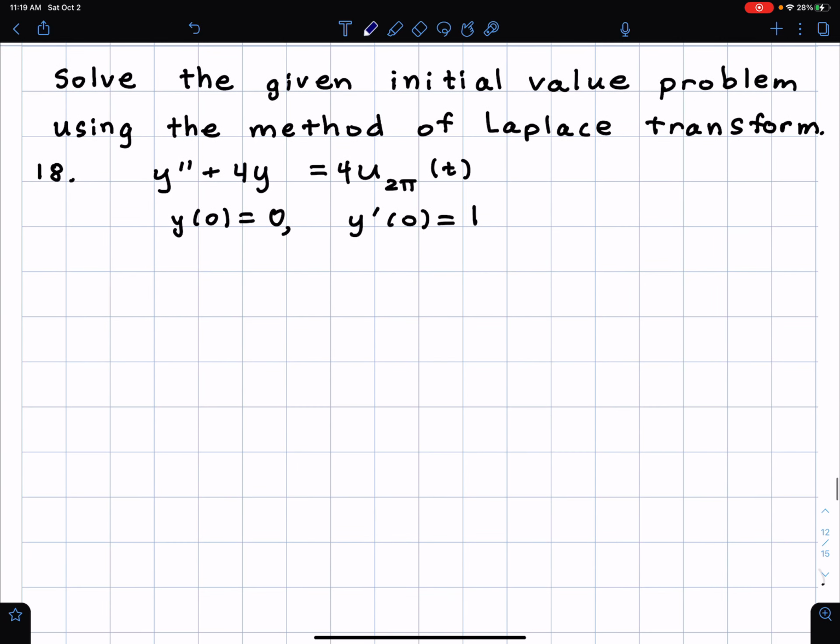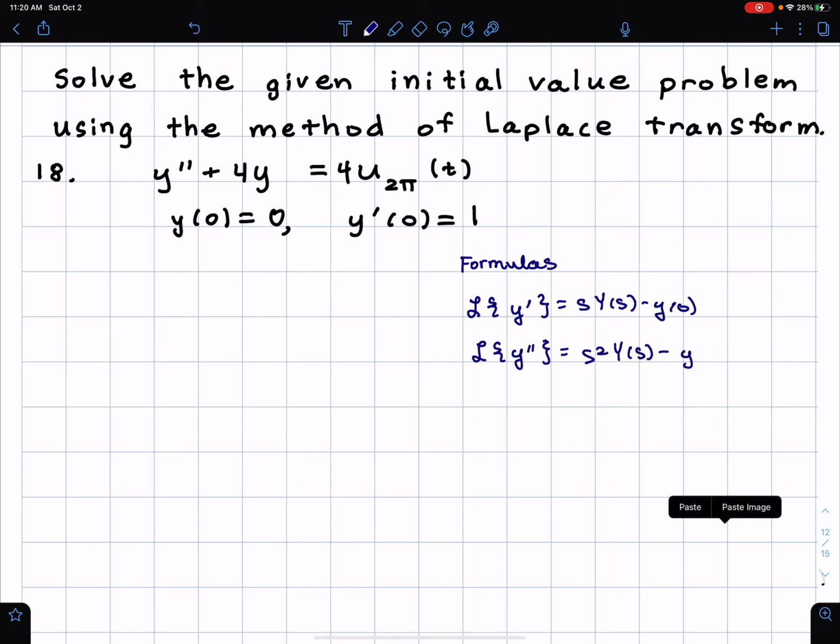Okay, in this video, we're going to solve this problem using the method of Laplace transform, and we need some formulas here. Some of the formulas we're going to use: the Laplace transform of y prime is equal to s Y(s) minus y(0). The Laplace transform of y double prime is equal to s squared Y(s) minus s y(0) minus y prime of 0.